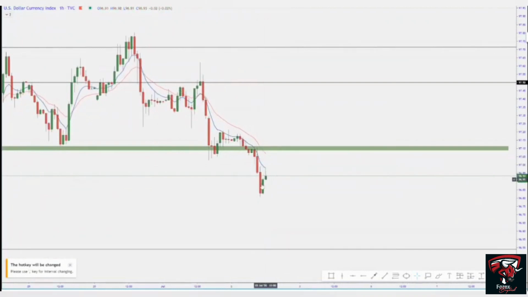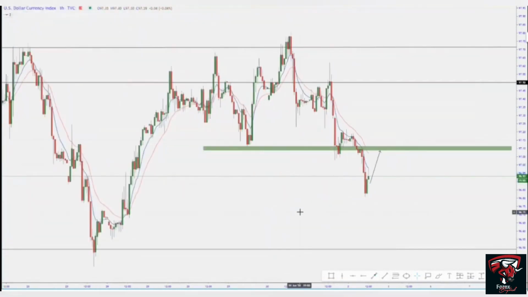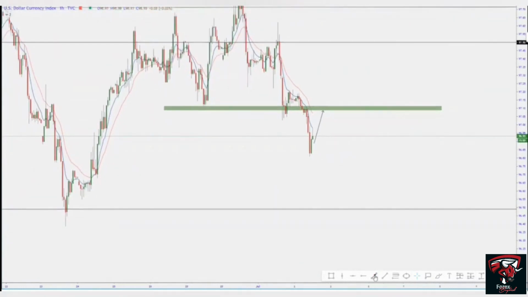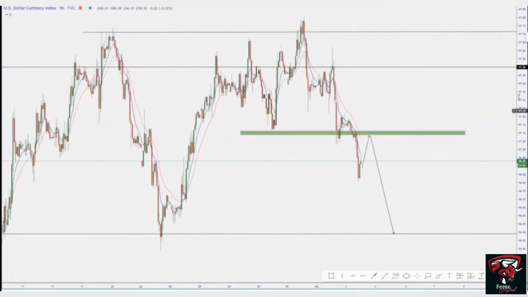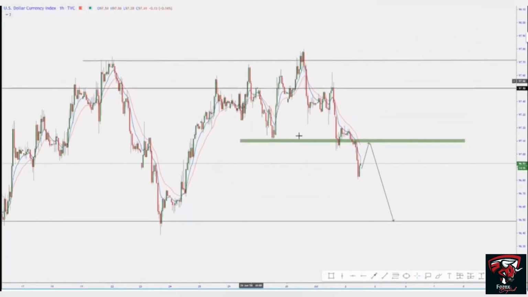And if we do pull back again, this will be a pullback that comes straight to that level. This is a clean market breakdown straight to that level. Then we get a clean drop to around that 96.50 level on the index. So the index does look quite bearish right now, especially if you look at how the market has been setting out.